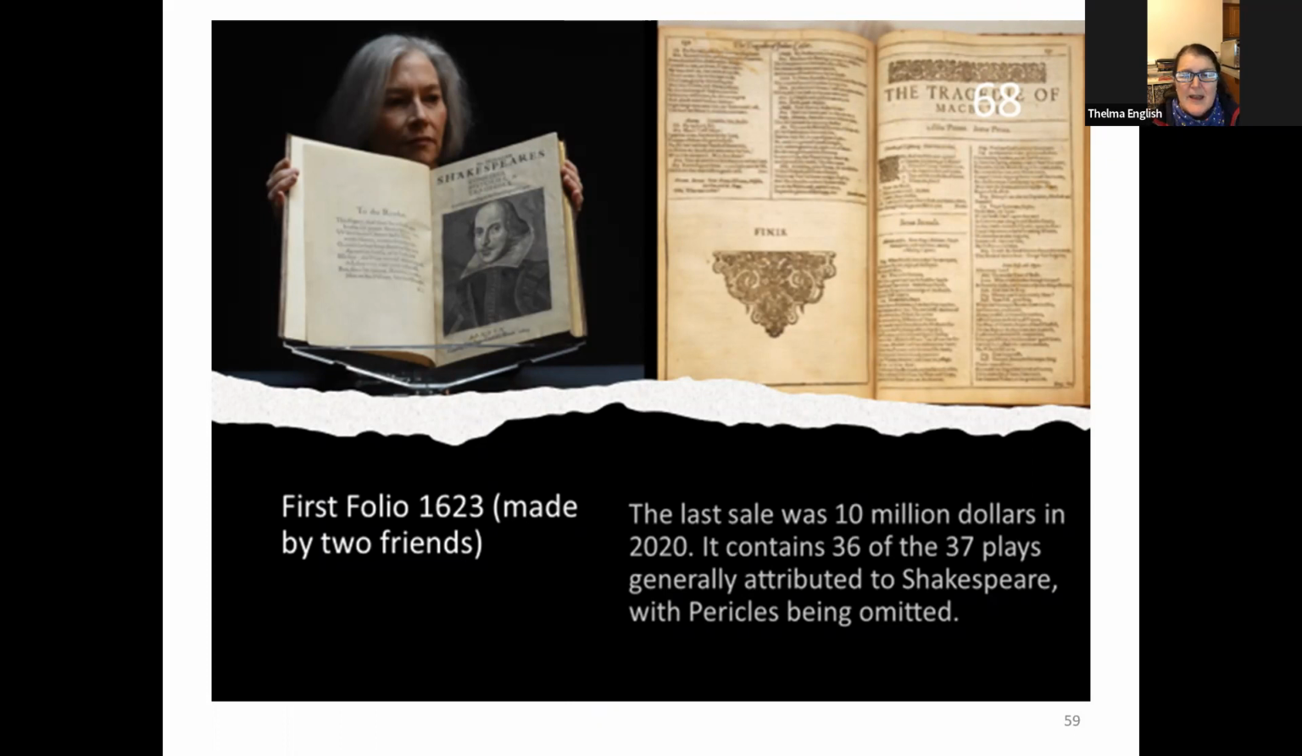It was put together by a couple of friends who realized this is ultimately lost, that no one will even know that these are his plays if we don't put them all together and put them in a book. The last time that a Folio was sold, I just looked it up, this is the year 2022, it was in 2020, 2 years ago, and it sold for $10 million. It has 36 of the 37 plays generally attributed to Shakespeare, with Pericles being omitted. $10 million.